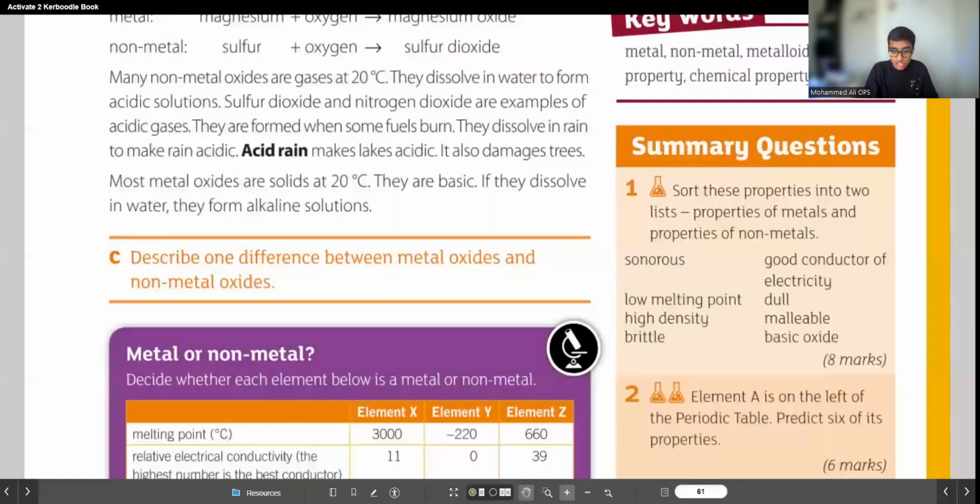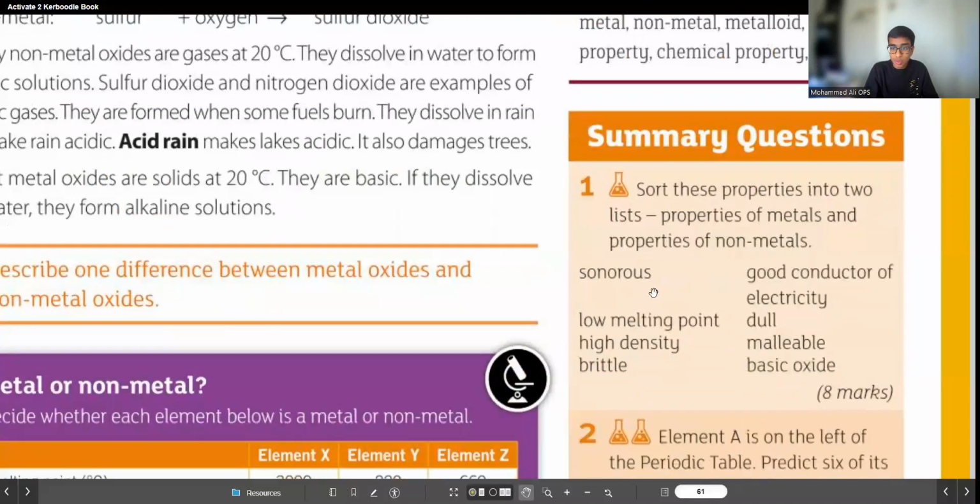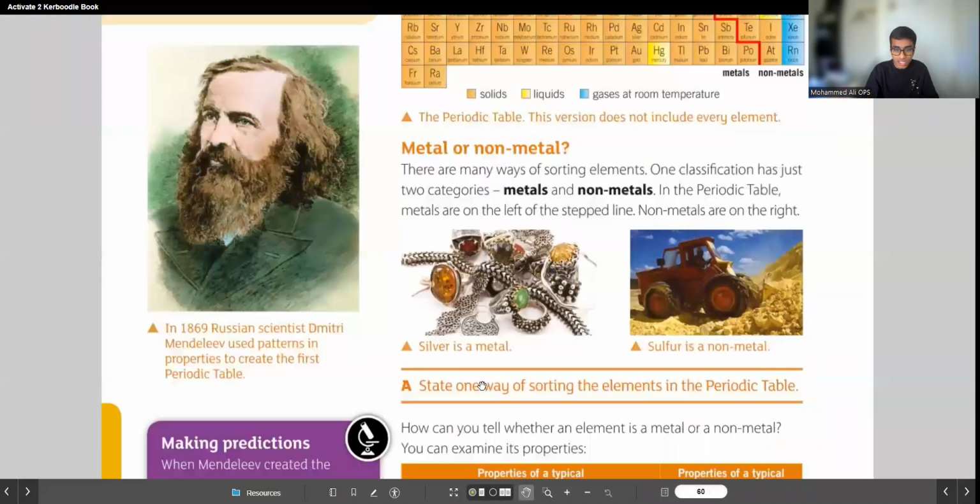If you want to answer these, you can answer the summary questions to sort these properties into 2 lists: properties of metals and properties of non-metals. This is basically one of the easiest questions that you can get in the test. It's 8 marks as well, so you can get easy marks there. You just have to sort these into properties of metals and non-metals. So which ones of these are metals and which ones are non-metals? You're going to refer to this table over here.